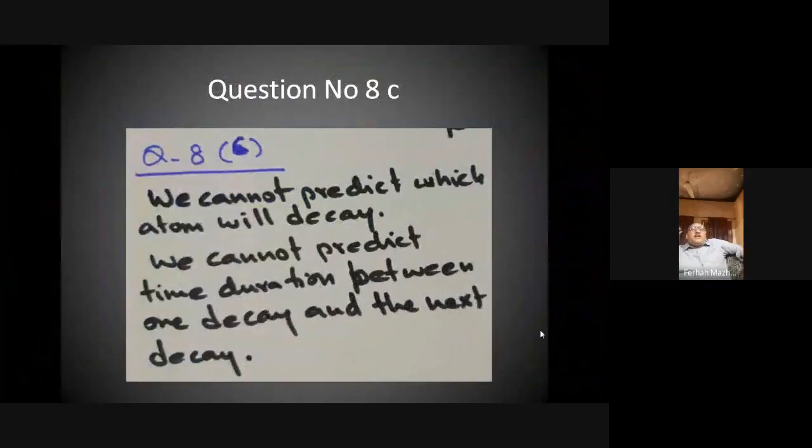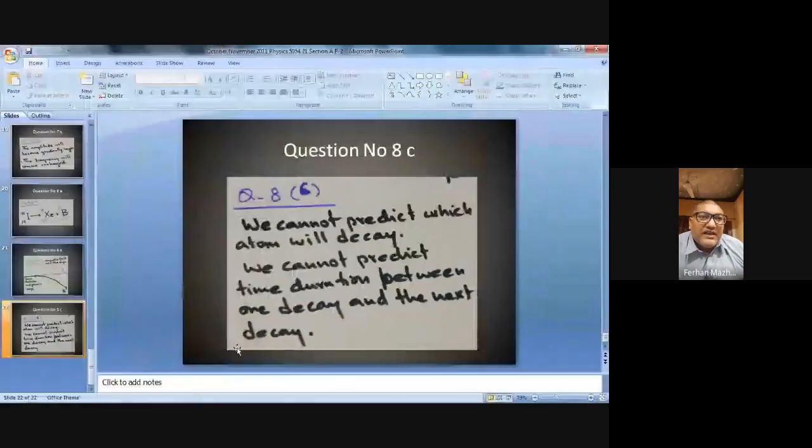So we cannot predict which atom will decay. This is the meaning of randomness. We cannot predict which atom will decay. We cannot predict the time duration between one decay and the next decay. So that's why we say that the radioactive decay is a random process. You cannot predict it.